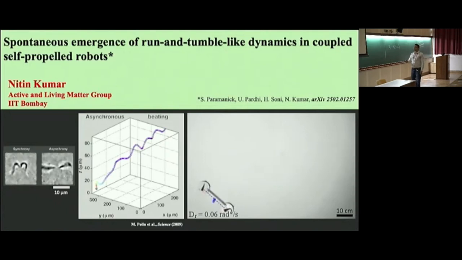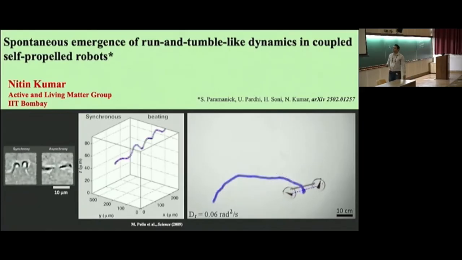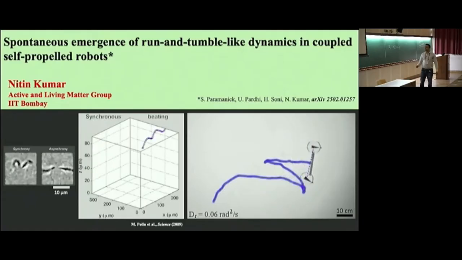On the left side, you are looking at a microorganism called Chlamydomonas. It swims; it has two flagella which beat in a breaststroke fashion. Every time the flagella are synchronized, it undergoes a run-like motion. But when the flagella become asynchronized, it tumbles.